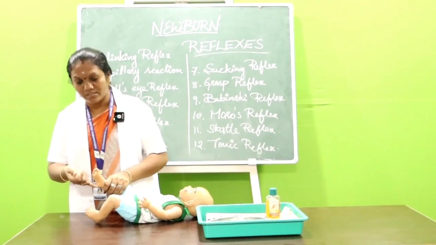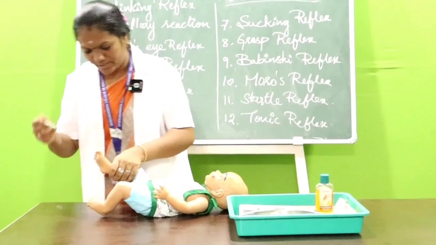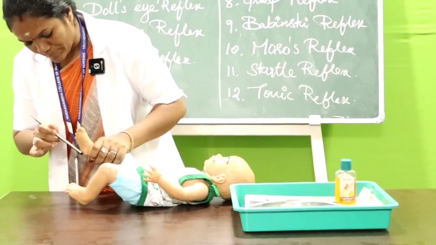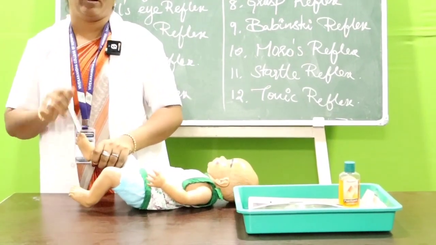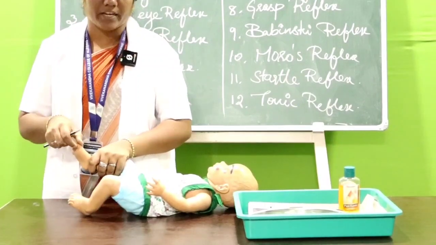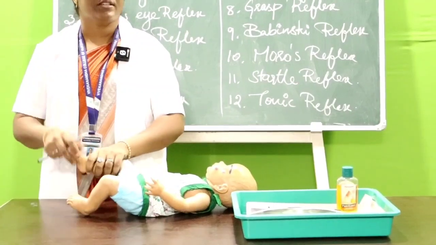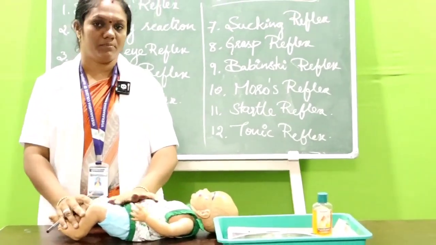So when you are giving the slight stimulation to the baby, any object you can take, give one stroke from the heel to the upper part of the toes. You will give the stroke, and the baby's great toe will extend and all the remaining toes will flex. So it's indicating the Babinski reflex is present.